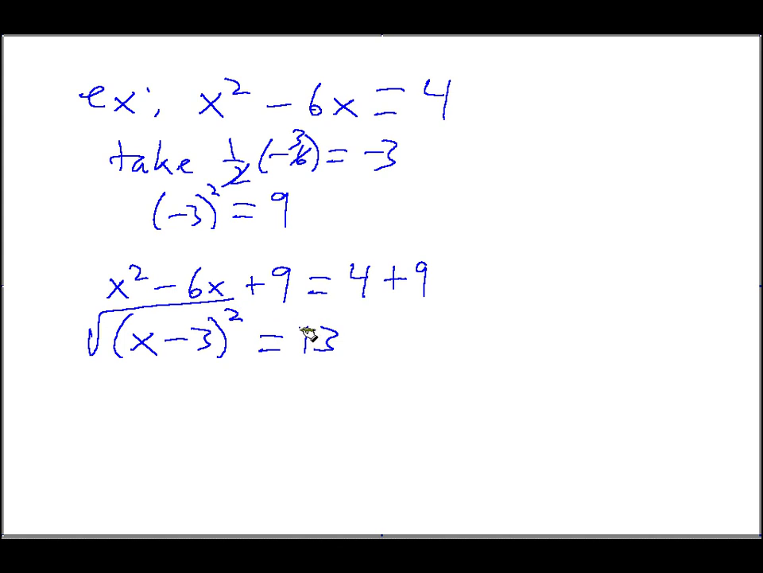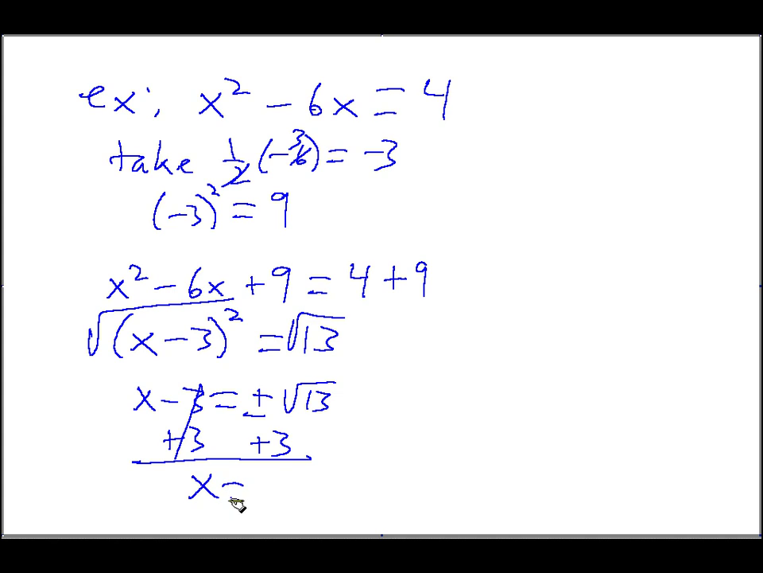Let's go ahead and take the square root of both sides. So I get x minus 3 is equal to plus or minus what? I can't simplify that. Radical 13, square root of 13. Add 3 to both sides, and then we have our solution. So x is equal to 3 plus or minus the square root of 13 as our solution here. Hopefully we can see that without too much trouble.